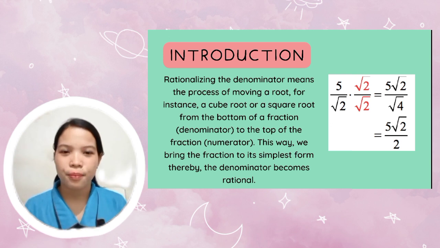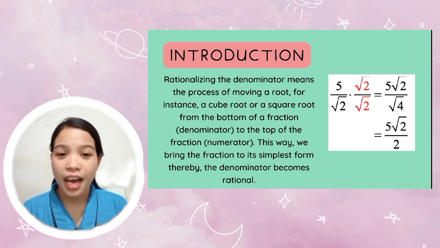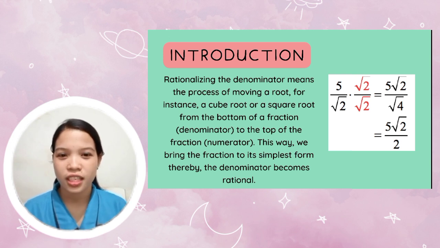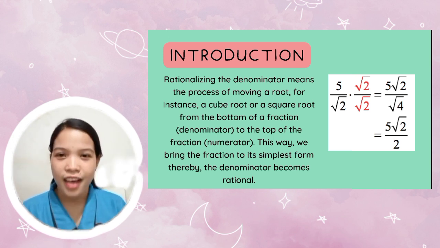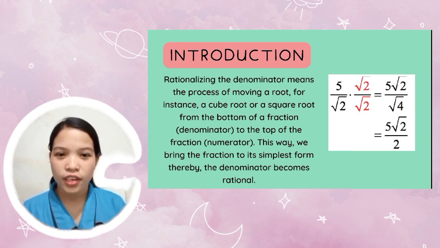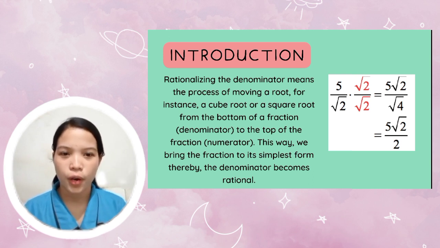So I have an example here. We have 5 over square root of 2. In order for us to rationalize the denominator, we're going to eliminate the radical sign, which is the square root of 2. To eliminate it, we need to multiply the numerator and the denominator by square root of 2. So, 5 over square root of 2 times square root of 2 over square root of 2 gives 5 square root of 2 over square root of 4.